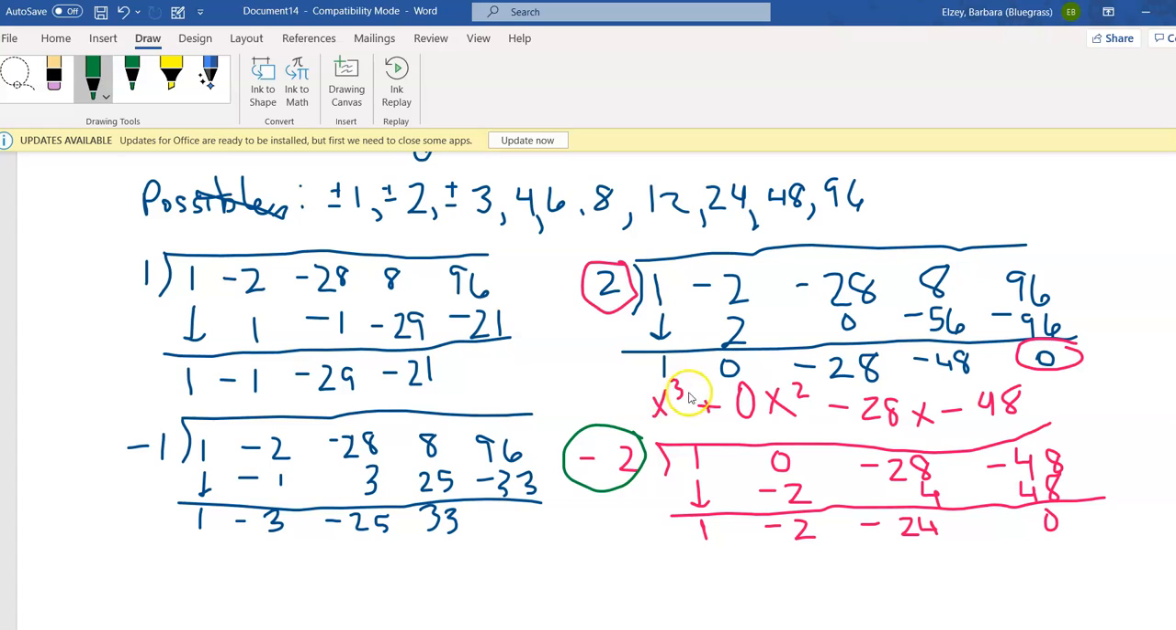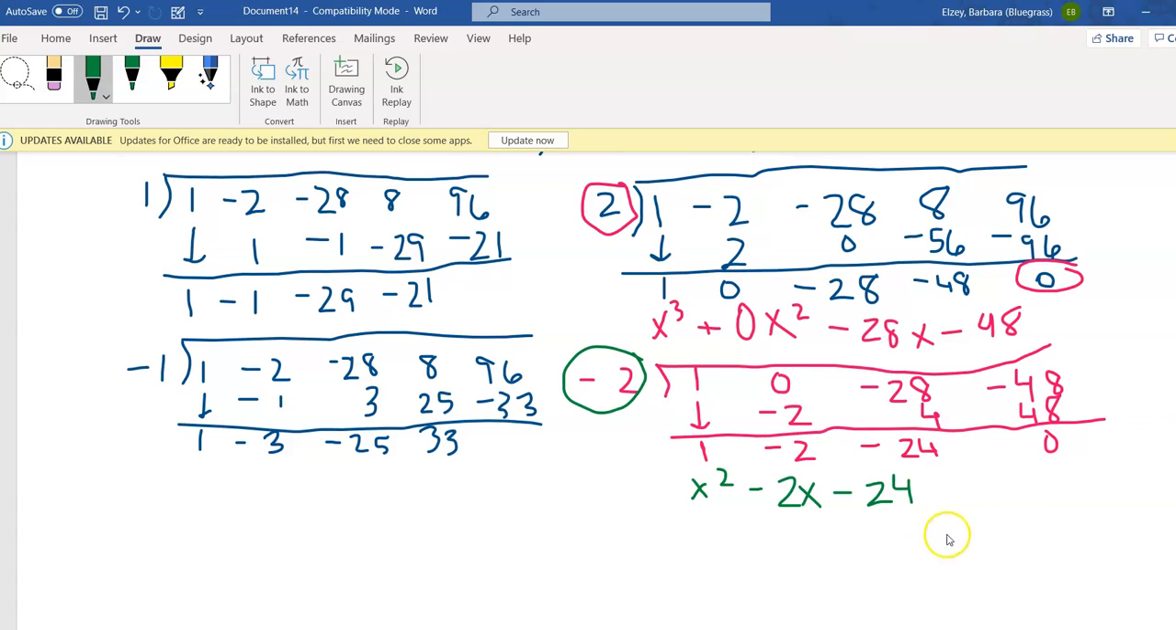Now, we were dividing into something that started with x cubed, so now we're down to an x squared in our answer. This is 1x squared minus 2x minus 24. Okay, we can factor this. Factors of negative 24 that add to minus 2 will be, let's see, a negative 6 and a positive 4.